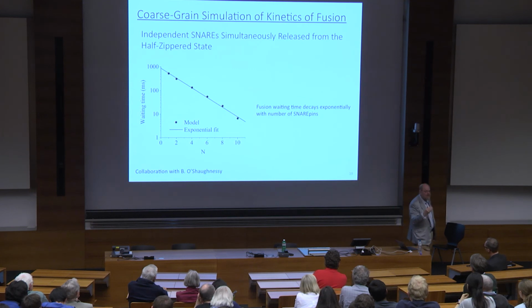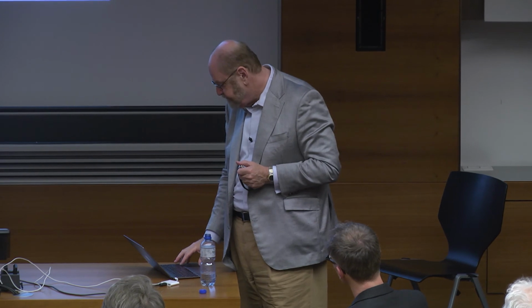So the long and the short of this is, merely having dozens of snare pins in the vicinity and getting rid of their impediment to zippering might be sufficient to go a long way to allowing the rapidity of fusion that's occurred. If one of them is too slow, if you have n of them, they'll be exponentially faster. That's what comes out of this. But I personally don't believe that it's enough because complexin is vitally important.